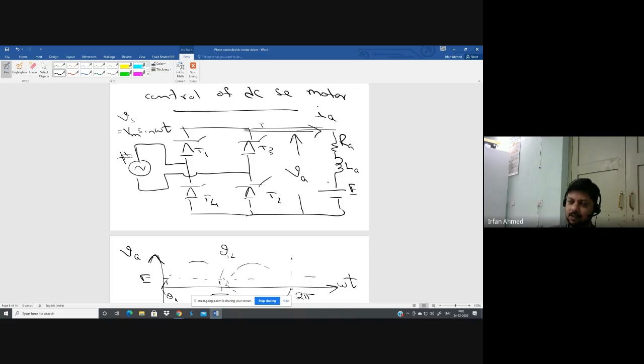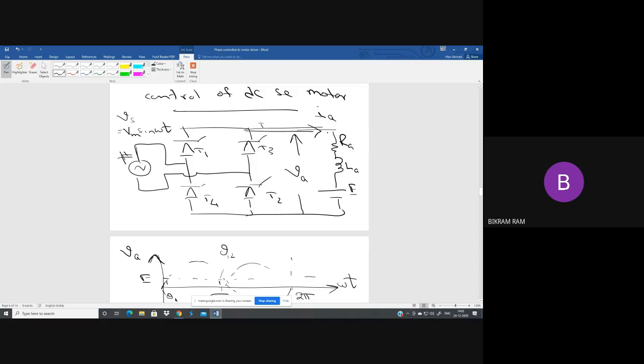The condition is that the armature current must be 0. Yes or no? Because if the armature current is not 0... Sir, armature current should be the effect of switching off the switches. Why, sir, is it acting as a cause?